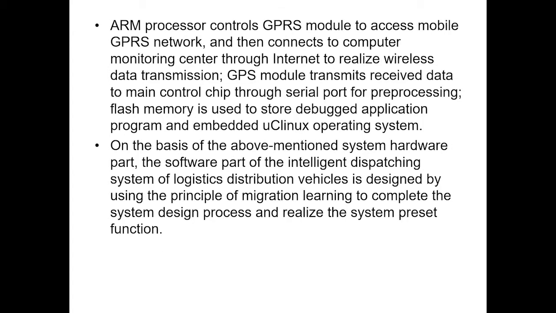The ARM processor controls the GPRS module to access the mobile GPRS network and then connects to the computer monitoring center through Ethernet to realize wireless data transmission. The GPS module transmits received data to the main control chip through serial port for preprocessing. Flash memory is used to store the debugged application program and the embedded Linux operating system.